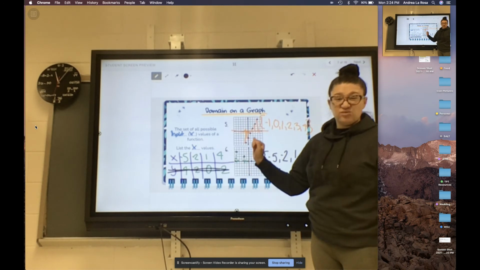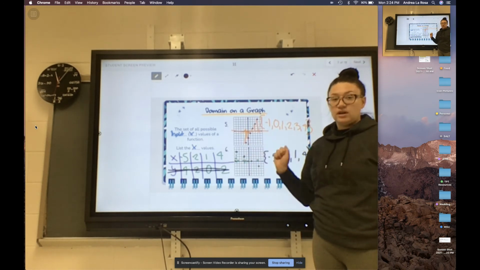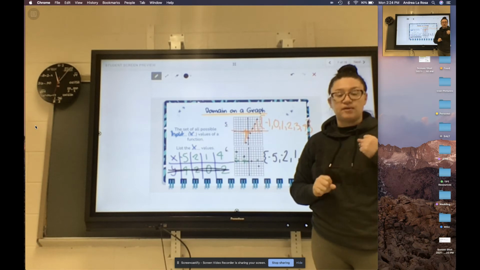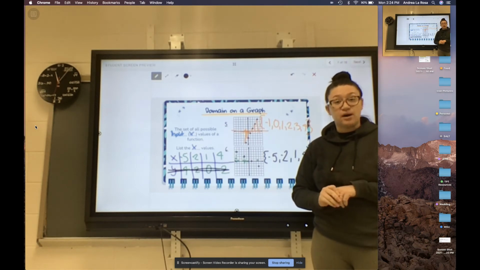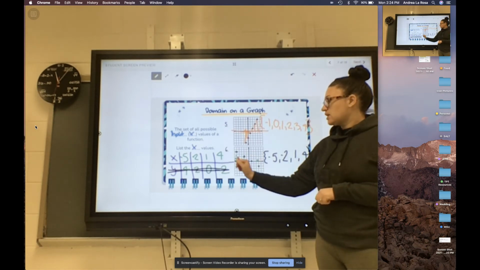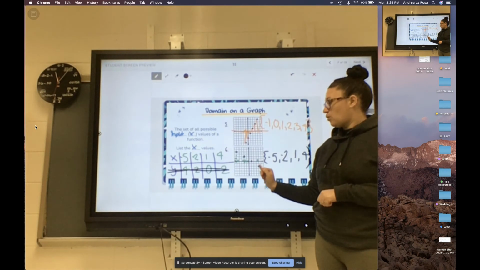If you're struggling reading points on a graph, I'm going to put something on Schoology to help you guys out. Remember, we read graphs, X is left and right, Y is up and down.